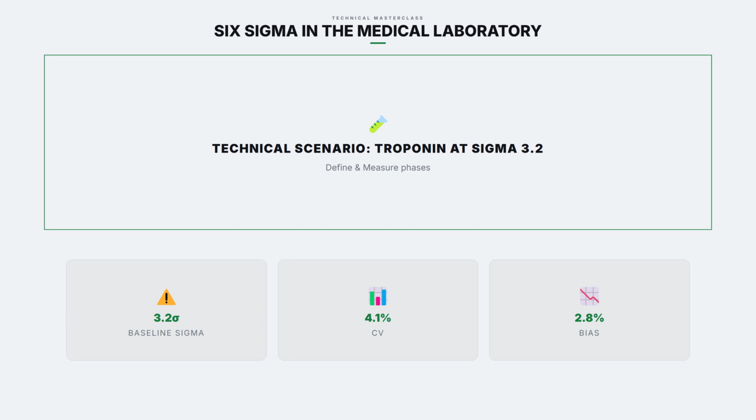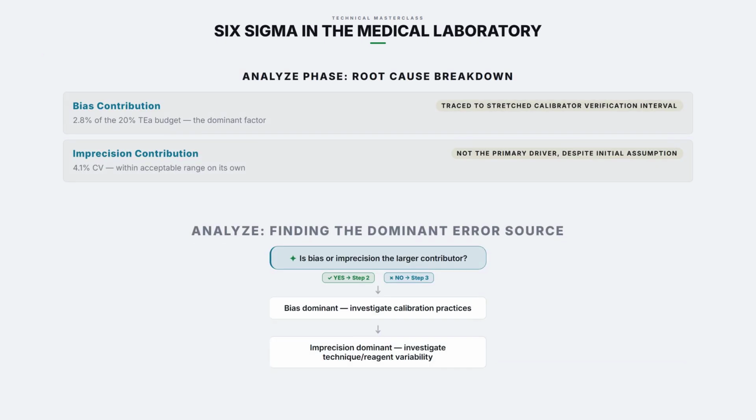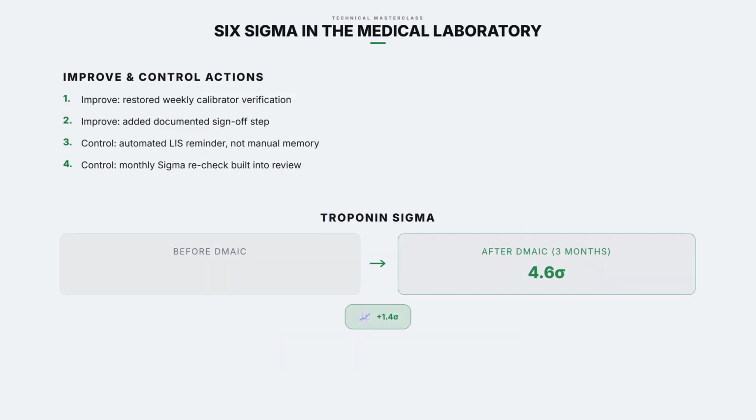Analyze surfaces the actual driver. Statistical breakdown shows bias, not imprecision, dominating the error budget, traced to a calibrator verification interval that had quietly stretched from weekly to monthly under staffing pressure. The analyze phase exists precisely to stop teams from improving the wrong variable. Improve restored the weekly calibrator verification interval and added a documented sign-off step. Control locked it in with an automated LIS reminder, not a memory-dependent habit.